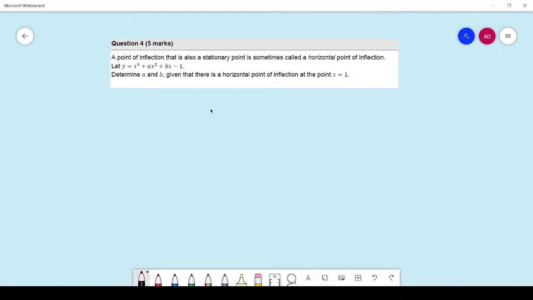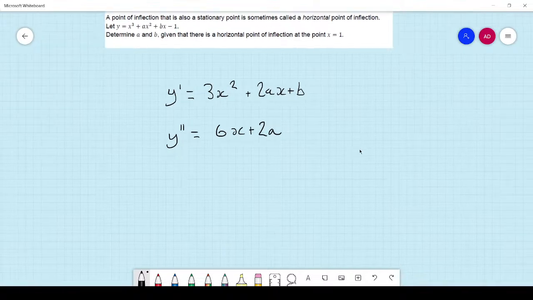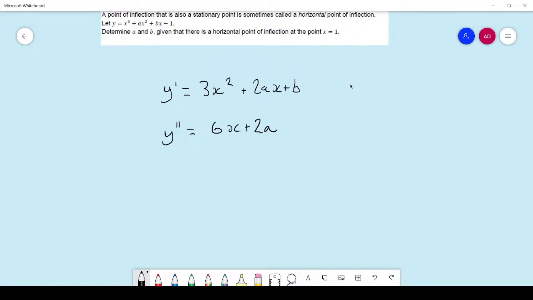So let's just start off. Let's just find the double derivative. To do that, we'll find the first derivative. So y dash should be equal to 3x squared plus 2ax plus b, meaning y double dash should be equal to 6x plus 2a. Is that right? 3x squared plus 2ax plus b, y double dash equals 6x plus 2a. Right, so let's set that equal to 0, because that's where our point of inflection should be. And at that point of inflection, we should have x equal to 1. So 0 equals 6x plus 2a.